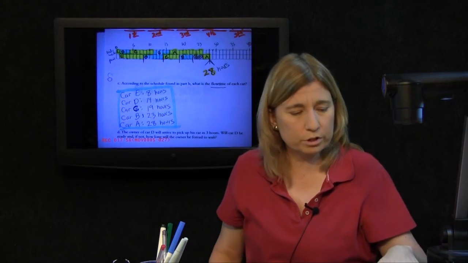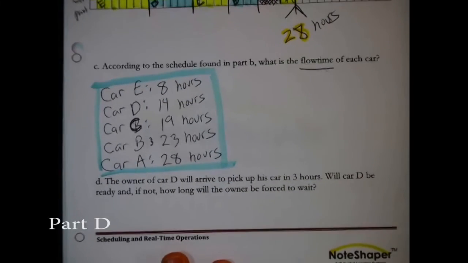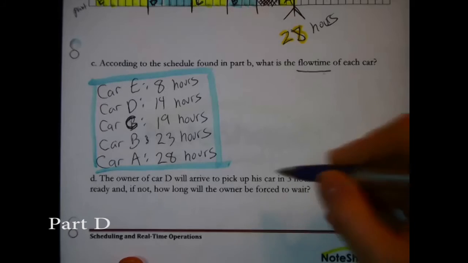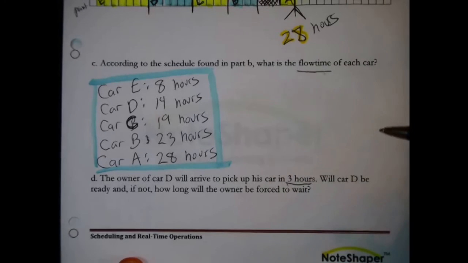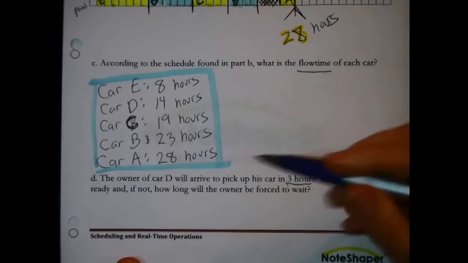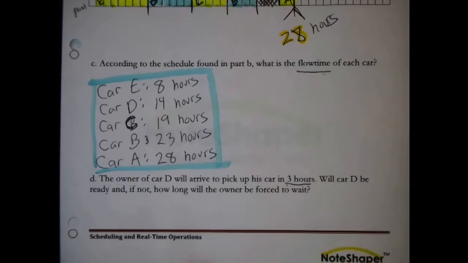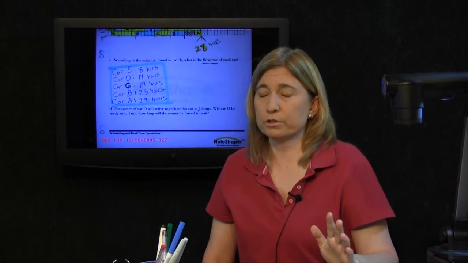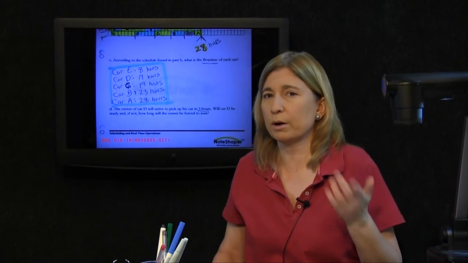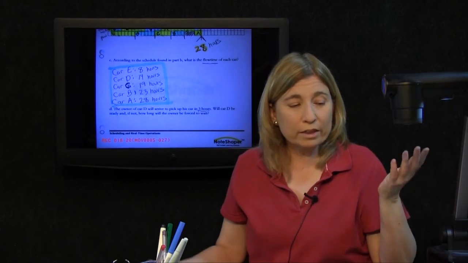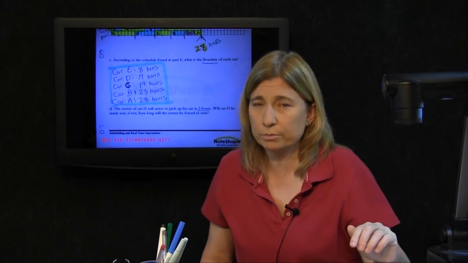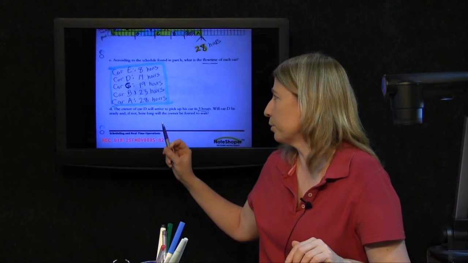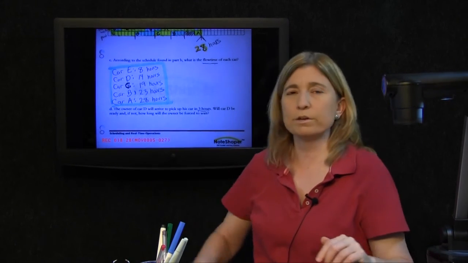Now, one last question. The owner of car D will arrive to pick up his car in 3 hours. Will car D be ready, and if not, how long will the owner be forced to wait? The issue of whether car D is going to be ready when this person shows up in 3 hours is an issue of its flow time. The flow time of a job answers the question, when will it be ready? Luckily we already figured out all the flow times in Part C of this scenario, so car D: the flow time is 14 hours.